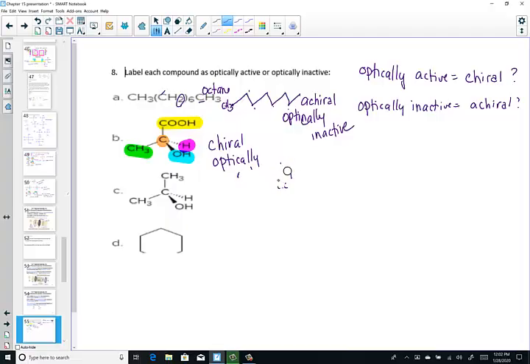I wrote optically twice, didn't I? Optically active. There, I got it better.